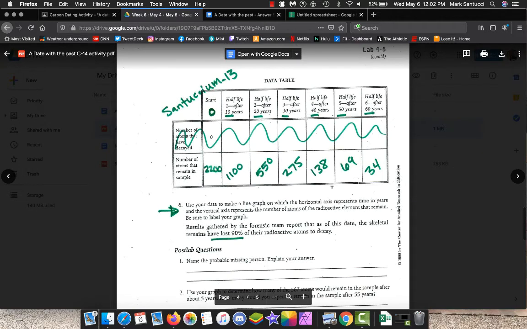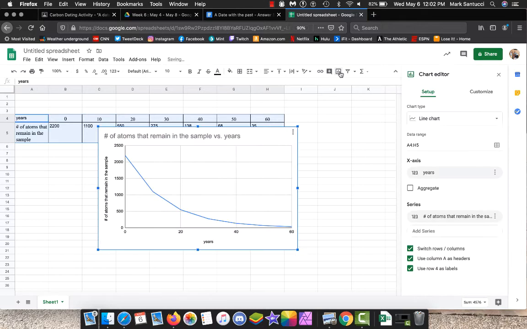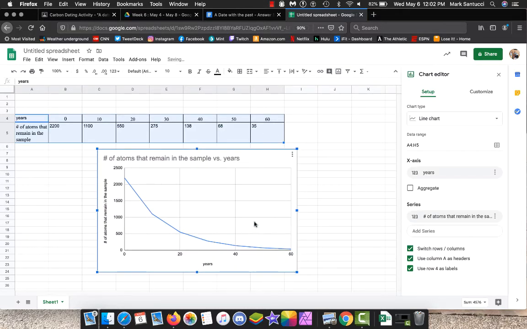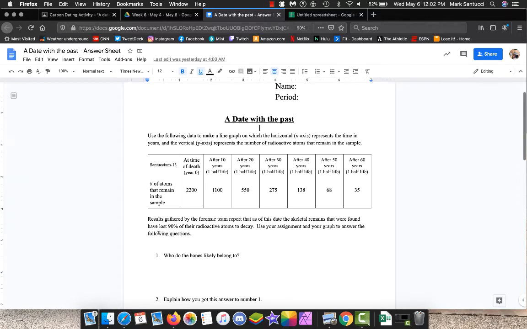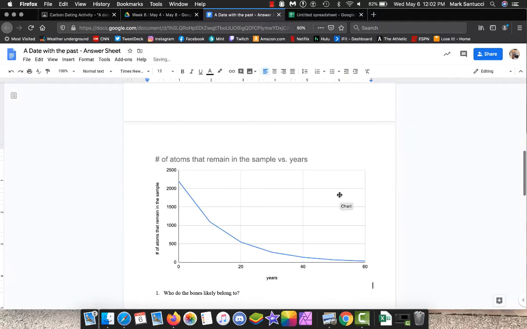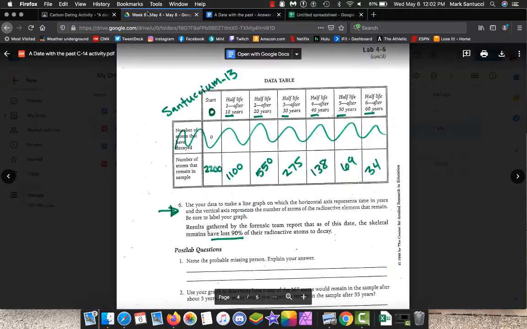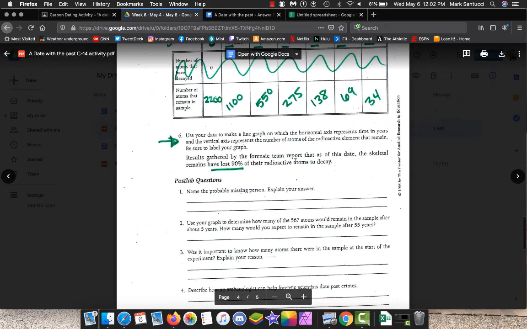But it's actually a lot easier if you just take this data and plug it into a Google Sheet. You put the years on the top, so 0, 10, 20, 30, 45, 50, 60, and then the number of atoms remaining in the sample on the bottom. If you highlight it all and you click this icon right here, Insert Chart, it will make it for you. So you can actually even cut and paste this chart into your worksheet. Like so. And then you can just turn it in as one thing. You don't have to take a photo. If you do make one on your own with graph paper, then please take a photograph and upload it as well.